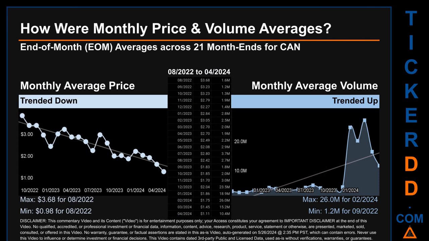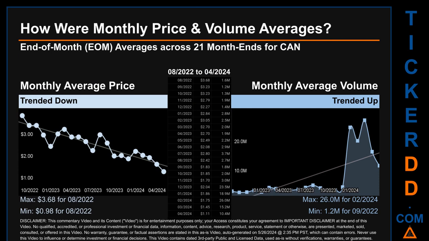How were price and volume averages for CAN? Across 448 trading days, there were a total of 21 month ends, of which monthly averages for daily price and volume were calculated. Overall, monthly price average trended down while monthly volume average trended up.